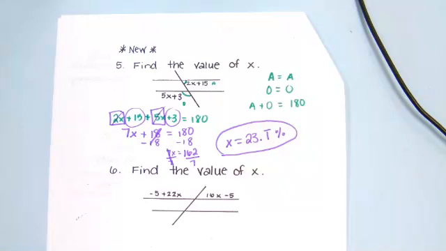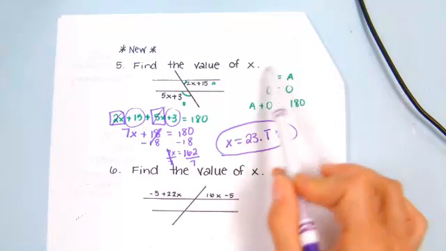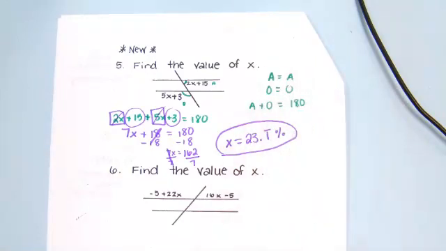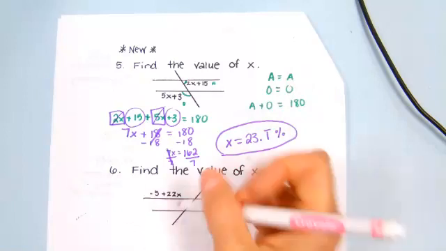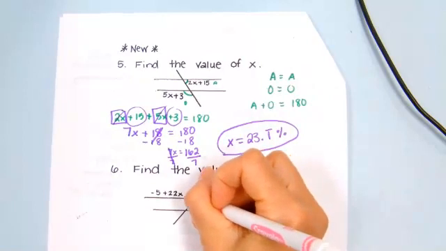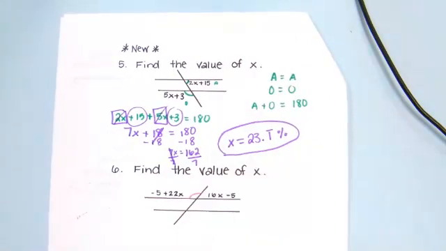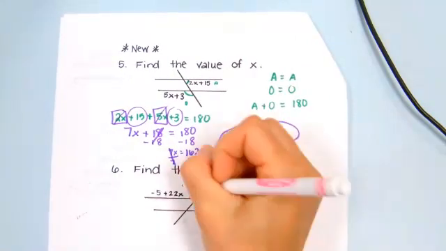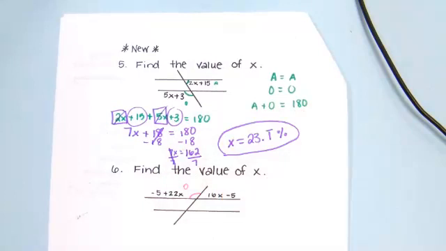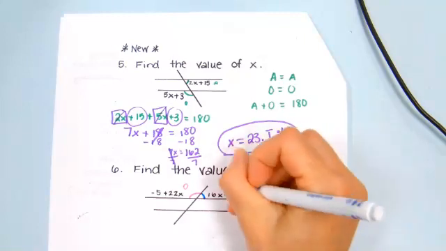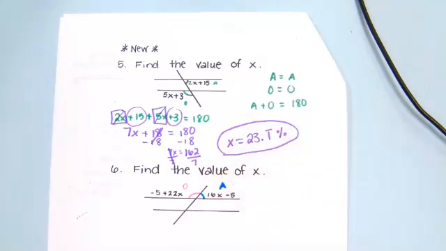Last type now, where again we're going to use these rules. Let's look at these two angles. The first one on the left side, -5 plus 22x. Look at that actual angle. Acute or obtuse? Obtuse. The actual angle on the other side, we already know it's acute, right? It's right next to it, so it can't be obtuse. It's got to go every other one.